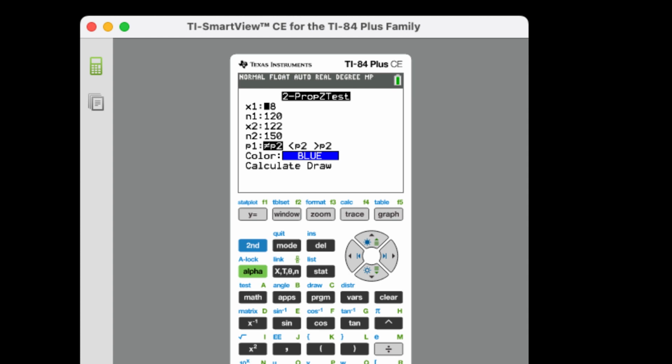So x1 will be what? 120. Okay. N1 is 200. X2 is going to be what? 95. N2 is 180. You put not equal, okay? Not equal and hit calculate.